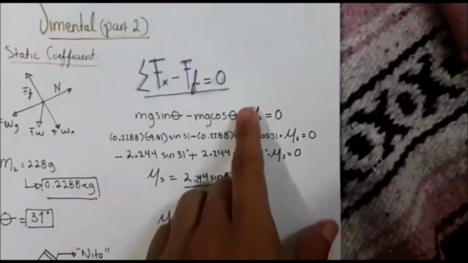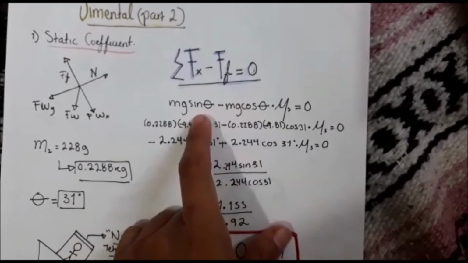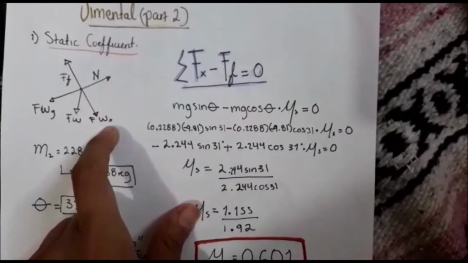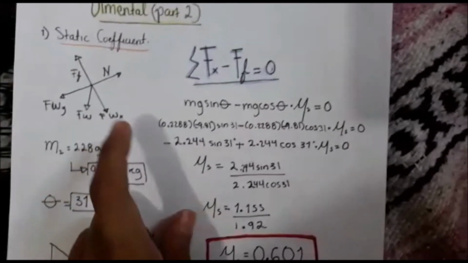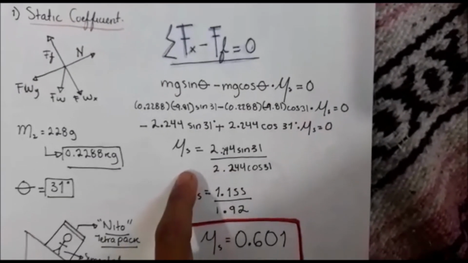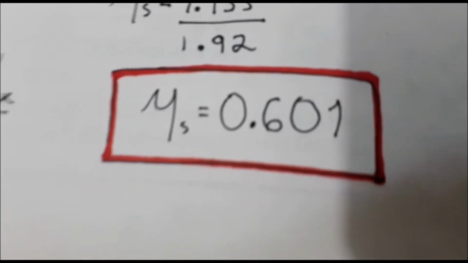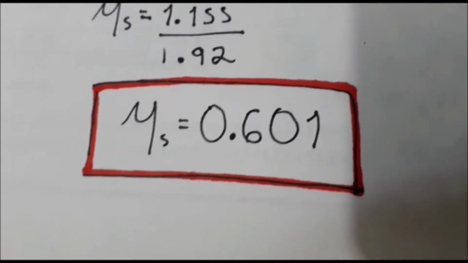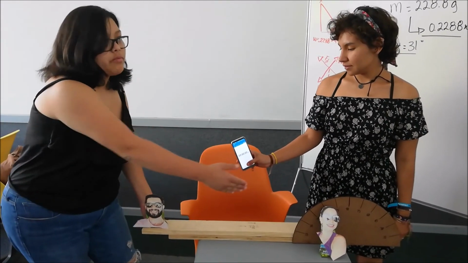For that, we need to apply the same formula, and we need to substitute the same values according to the values of F in X, according to the weight, and in Y. The same, we need to isolate the static coefficient, and according to our calculations, our answer must be 0.601.